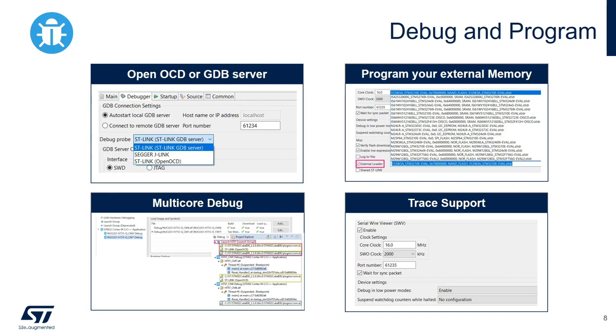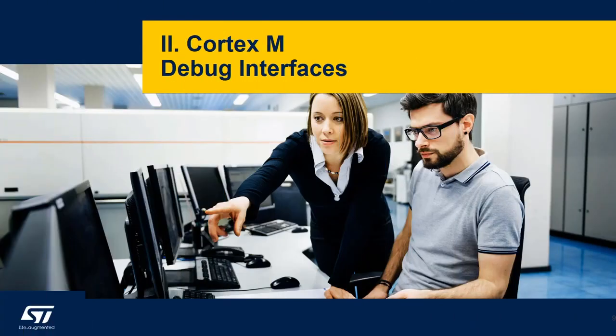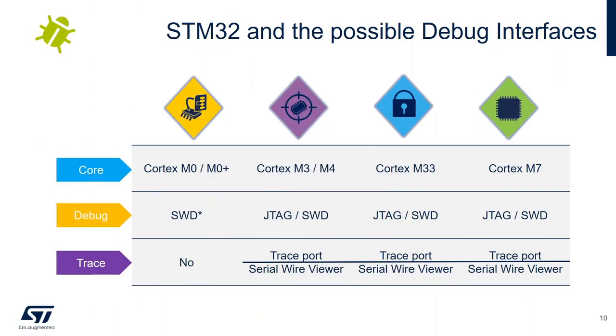Once that is enabled, the trace will grant the user many features that will be covered shortly. So let's check what are the debug interfaces available for each Cortex-M core. Here we can see all the STM32 possible debug interfaces.